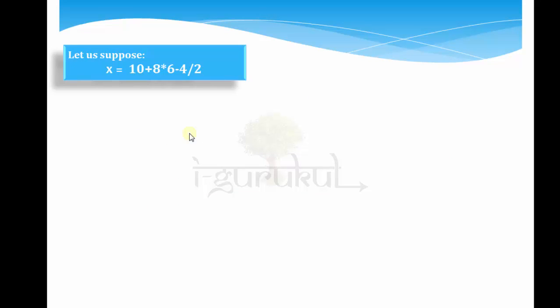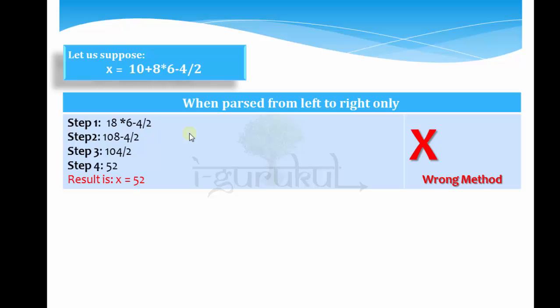Suppose what will happen if I just traverse from left to right without any precedence. According to the above example, it will first add 10 plus 8. We will get the desired output as step 1. Then it will multiply 18 into 6. I have used the calculator, so don't worry about the output. It will be same as written over here. Similarly, in step 3, it will subtract 4 from 108. We will get an output of 104 by 2. And in step 4, we will get our final output as 52, which is a wrong method.